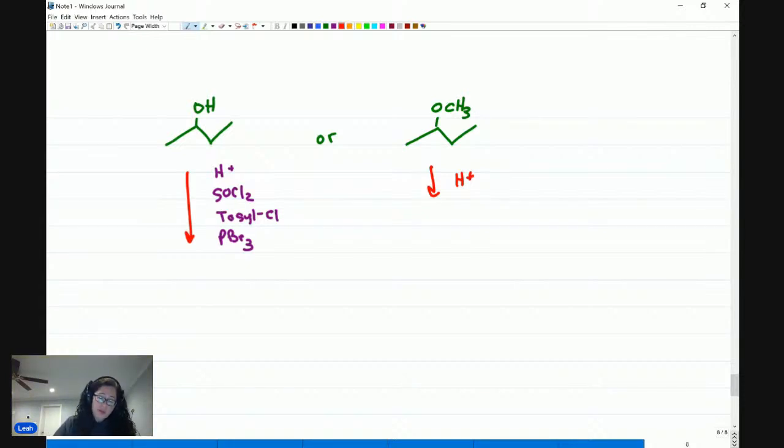These are all different ways to bribe it, but this one, because it's got the OCH3 there, it's a little bit different. And so the H+ is typically what you're going to use.